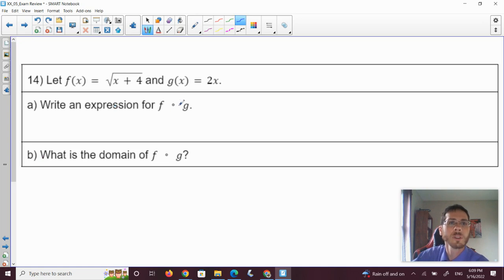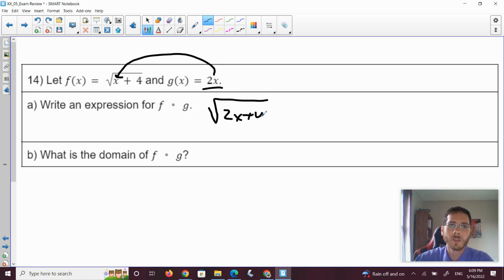For 14, we need to find an expression for f composed with g. So if we do f of g, that means we're going to take g and plug g in for the x. So my expression is just going to be the square root of 2x plus 4.